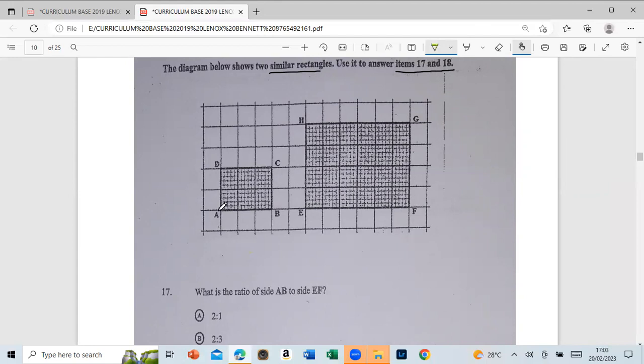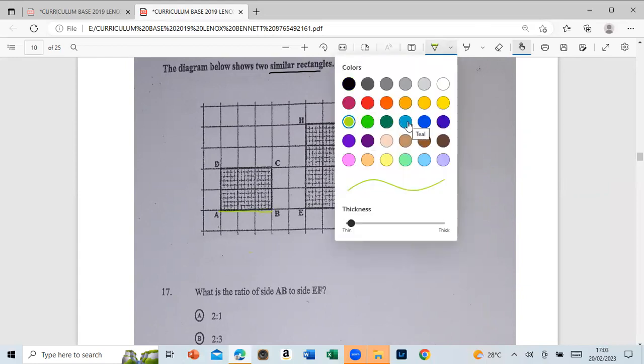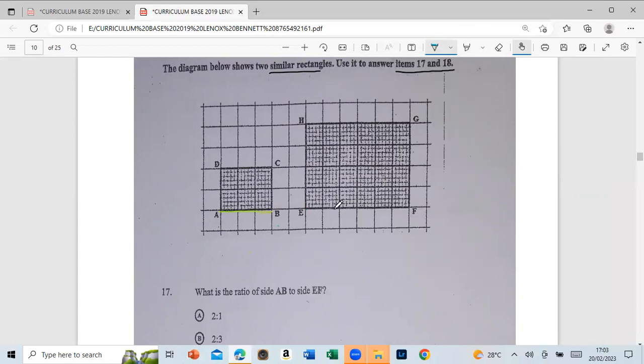So it's AB, from A to B, versus EF, from E to F. That's the first thing I do, guys, with maths: identify what they're talking about. How would you obtain the answer for this? First of all, I would simply count the number of units. For EF we have 1, 2, 3, 4, 5, 6. So it's 6 units. And for AB we have 1, 2, 3. So it's 3 units. So the ratio will be 3 to 6.